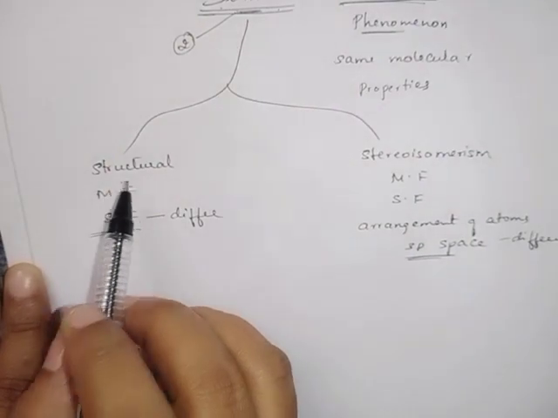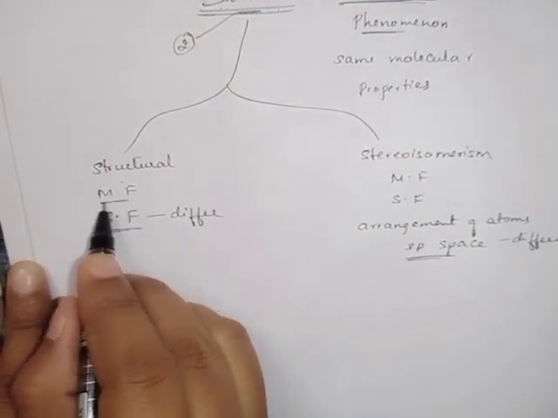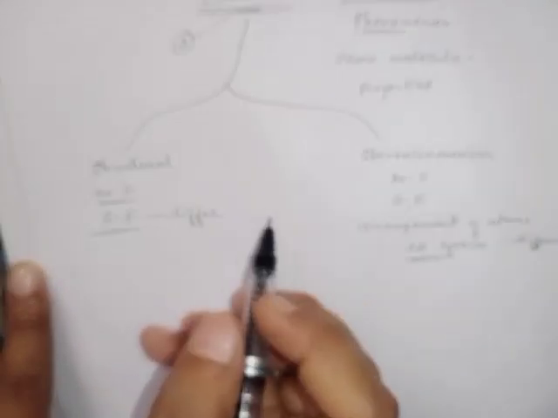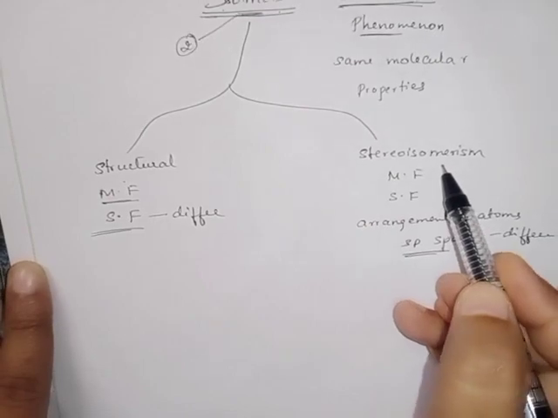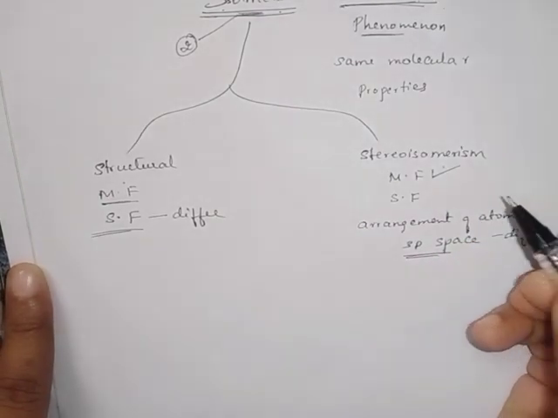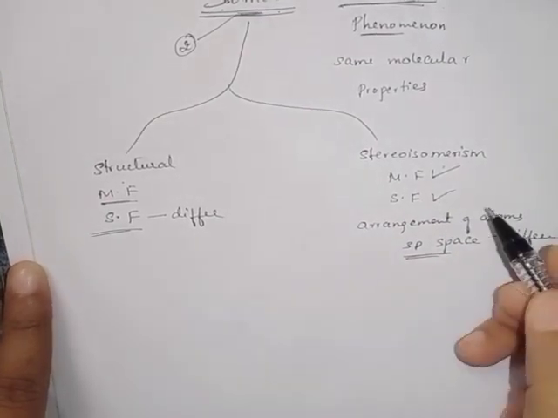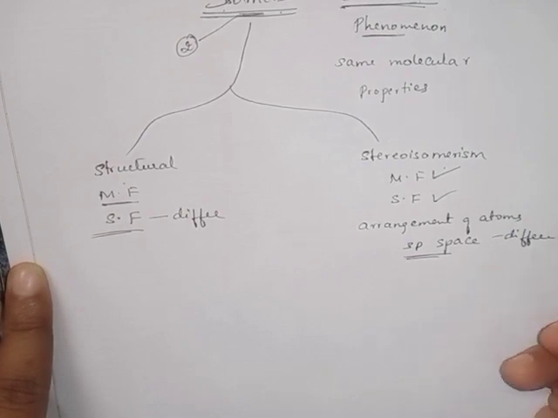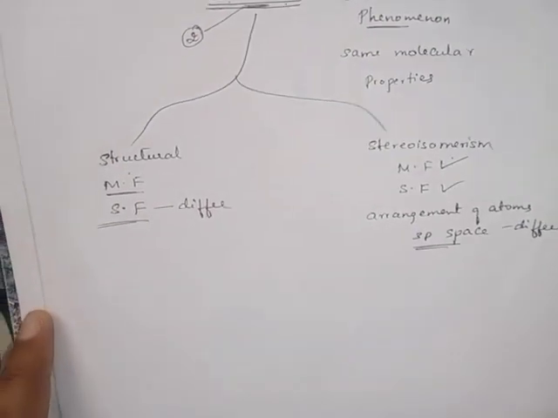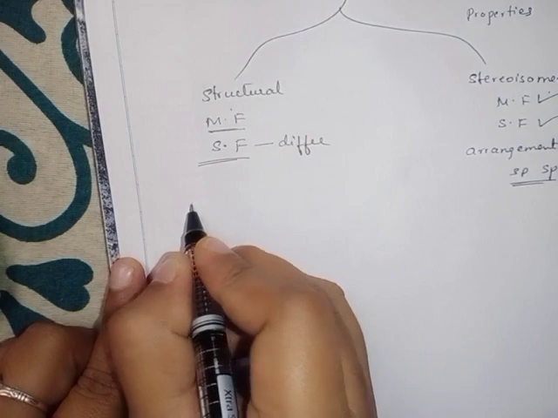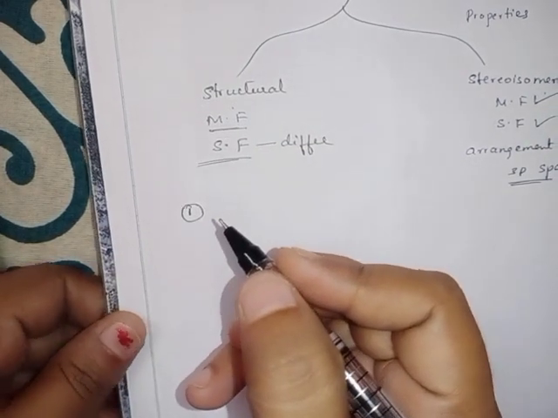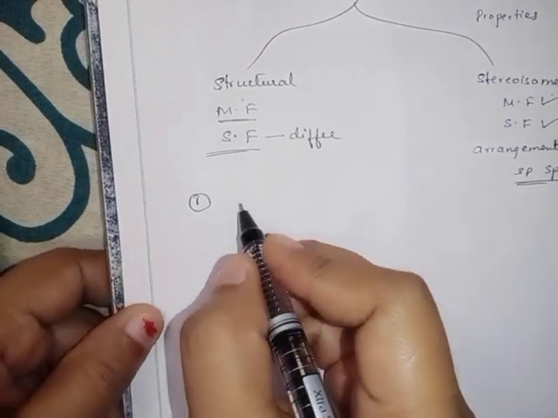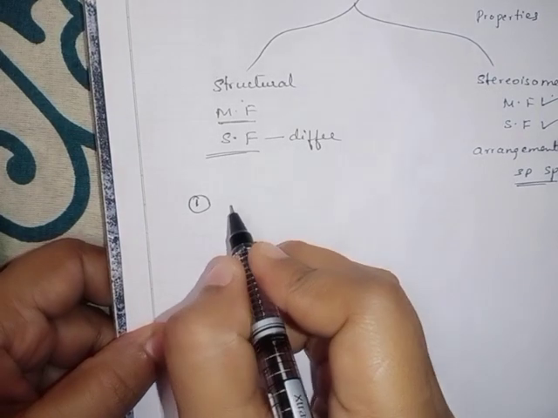Now understood? What is structural isomerism? They have the same molecular formula but different structural formula. Stereoisomerism means the molecular formula is the same, the structural formula is also the same, but the arrangement of the atoms in 3D space is different. Now, under structural isomerism, there are mainly four types, as in your class 11 NCERT.